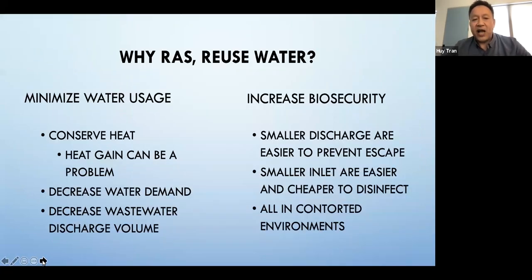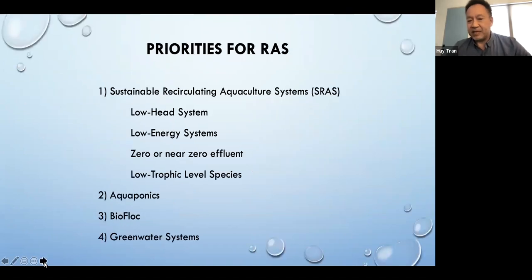RAS is really important because it gives us a much more controlled environment in which to culture our species. Again, it minimizes water usage and conserves heat if we have to heat or cool the system. It really decreases water demand because I can culture at a much greater density, and I can filter and treat that water. It definitely increases biosecurity against escapes and introduction of other species. It gives me a lot of control over animal growth, where I can dictate the volume I produce based on market needs.